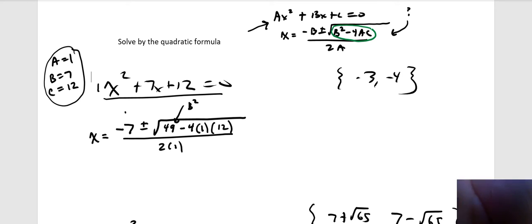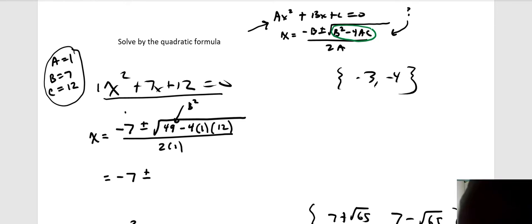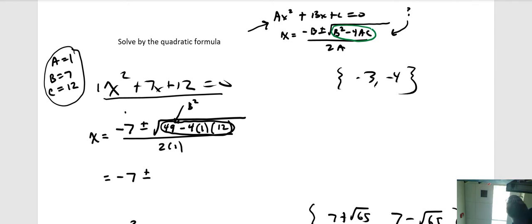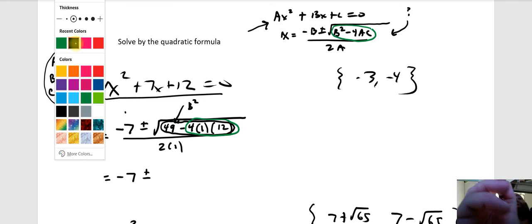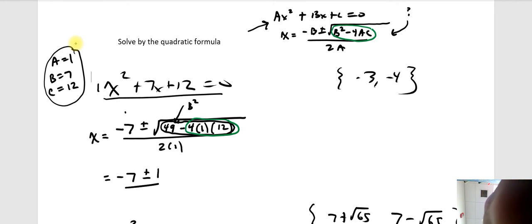The rest of this now is cosmetic. We just have to clean things up. So let's take a look under here. This is going to be 49 minus, this green product right here is 48. So 49 minus 48 is 1, and the square root of 1 is 1. And there's our two solutions.